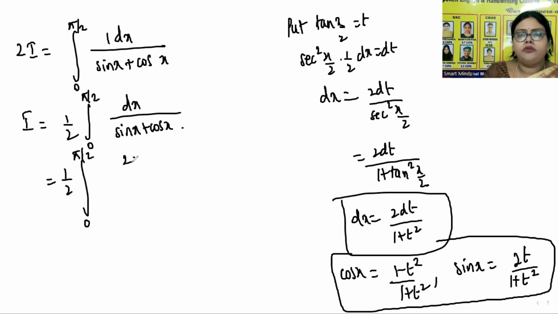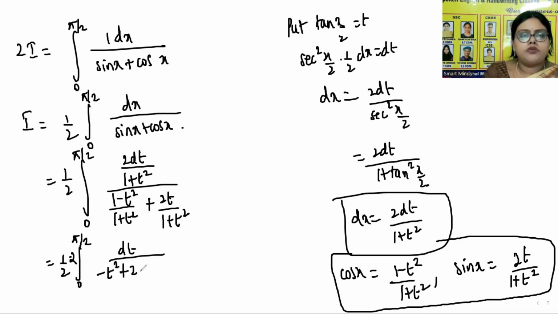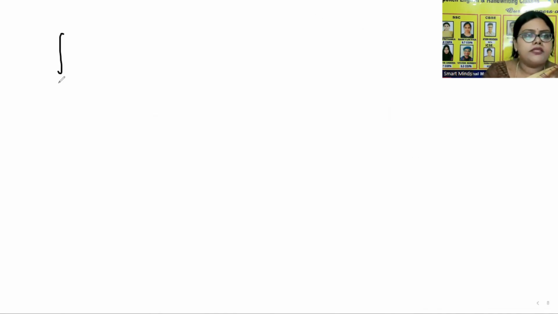Integral 0 to pi by 2, 2 dt by 1 plus t square, divided by 1 minus t square by 1 plus t square plus 2t by 1 plus t square. Now here 1 plus t square gets cancelled from the denominator. So you get 2 I am taking out. So this will become dt by minus t square plus 2t plus 1. If we take minus common, now what do you get here? 2 gets cancelled. So you get integral 0 to pi by 2 dt by, now if I take minus common, we will get t square minus 2t minus 1.